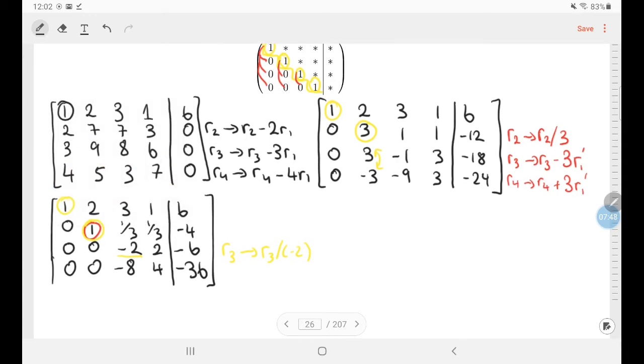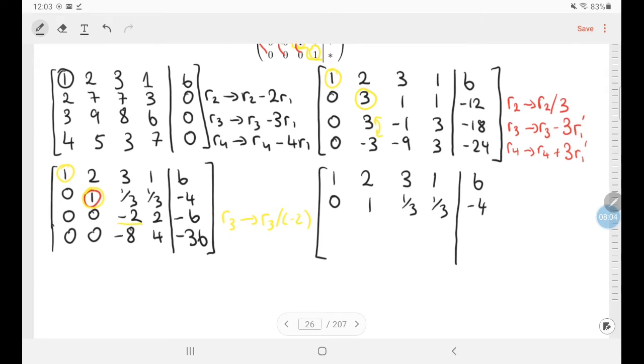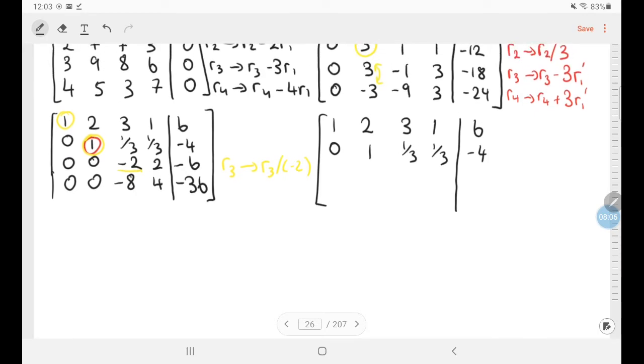Okay, so first row, 1, 2, 3, 1, 6. Second row done for all time, 0, 1, 1/3, 1/3, minus 4. And now we're doing row 3 divided by minus 2. So 0 divided by minus 2 is 0, 0 divided by minus 2 is 0, minus 2 divided by minus 2 is 1, getting that pivot, 2 divided by minus 2 is minus 1, and minus 6 divided by minus 2 is 3.